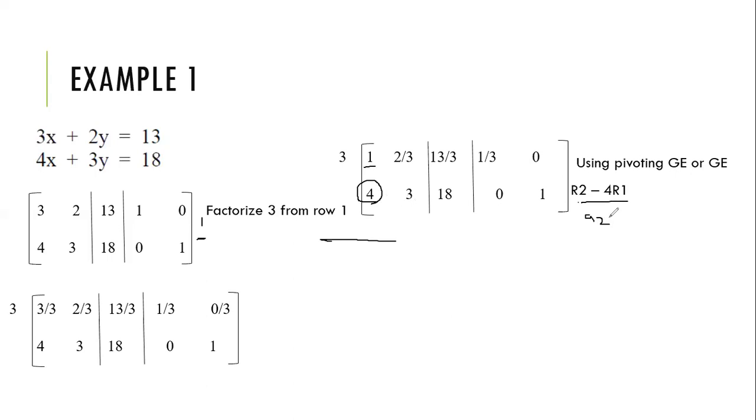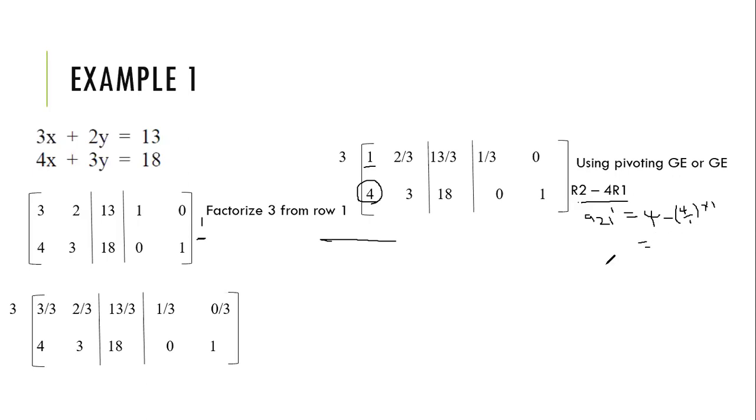A21 new is equal to, no need for formulas, let me just write. This will be 4 minus your multiplier, which is 4 over 1, times 1, which is basically the same as in the case of the G. Good, which will give you 0.